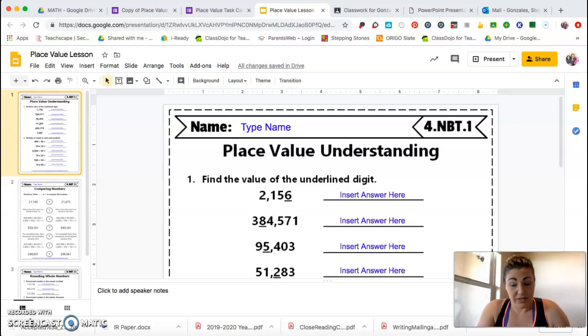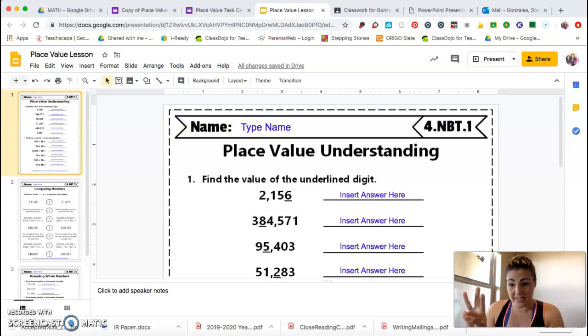So your teachers, Mrs. Pierre, Mrs. Reagan, Mrs. Nunn, and myself, Mrs. Gonzalez, have come up with a couple of activities for you guys to do to practice your place value understanding, okay? So I'm going to give you guys a little lesson and go through this one right here.